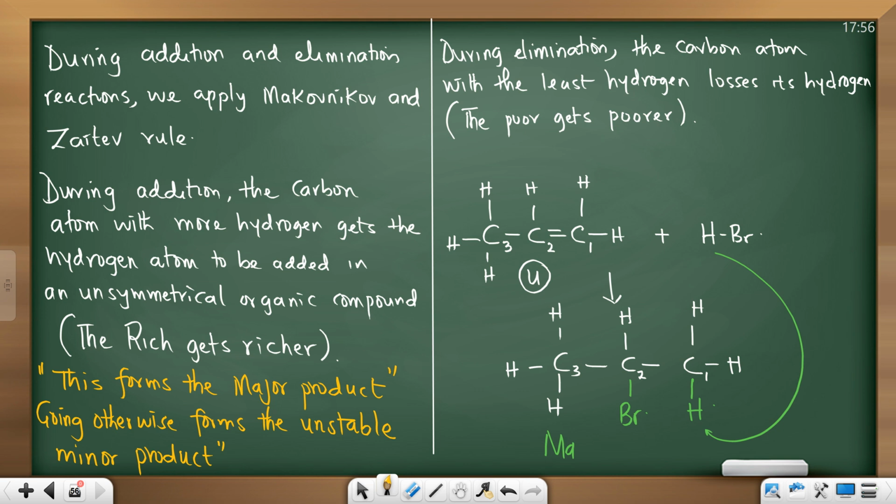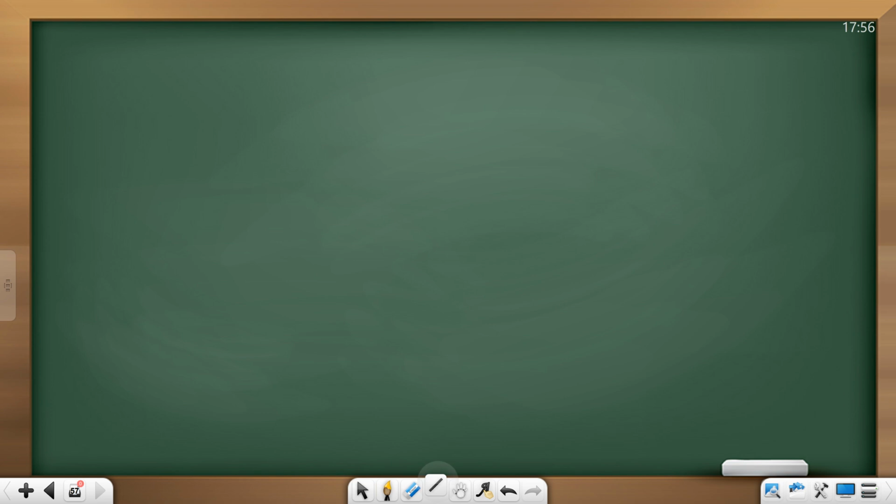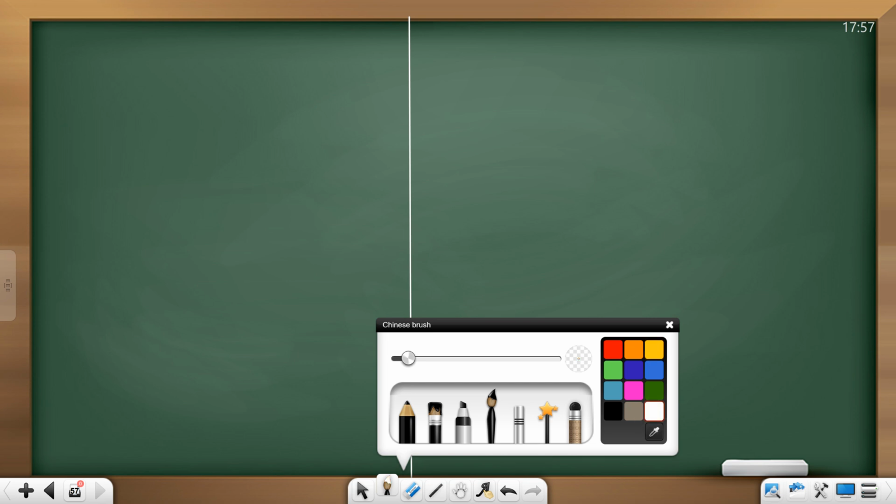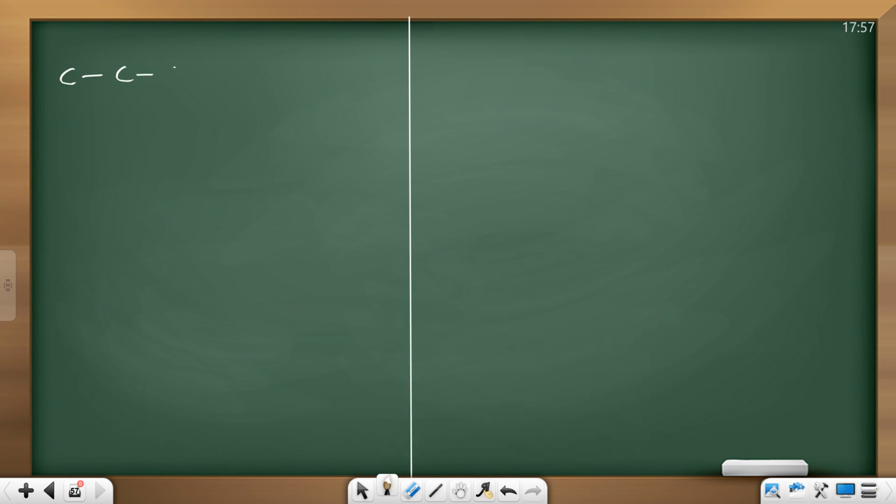Let's look at an example of the Zaitsev when we are removing. Can I move? Okay. All right. Zaitsev. Let's look at how we remove stuff. I had 3 carbon atoms there, right? That one is not going to work. Let's use 4. 1, 2, 3, 4. Okay, I have a BR here.